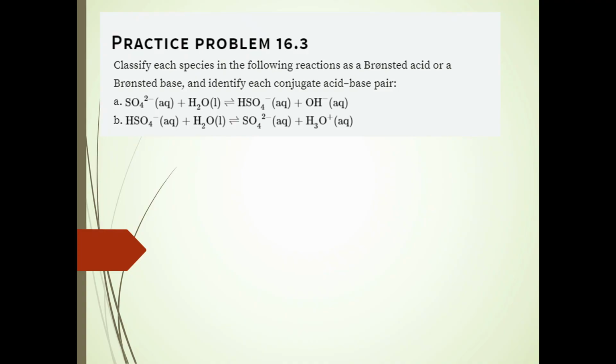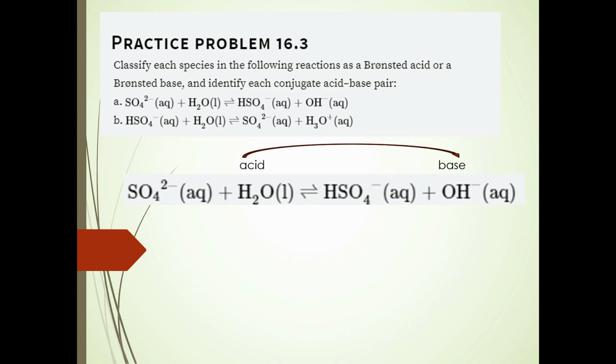We're going to talk about how water just makes acids and bases in itself. So classify each species as an acid or a base and identify the pairs. So in the first one, we can see H2O is losing its hydrogen, and SO4 minus 2 is picking up a hydrogen. So in that case, H2O is acting like an acid, and its conjugate base is OH minus. SO4 minus 2 is acting like a base and picking up the hydrogen to make HSO4 minus.